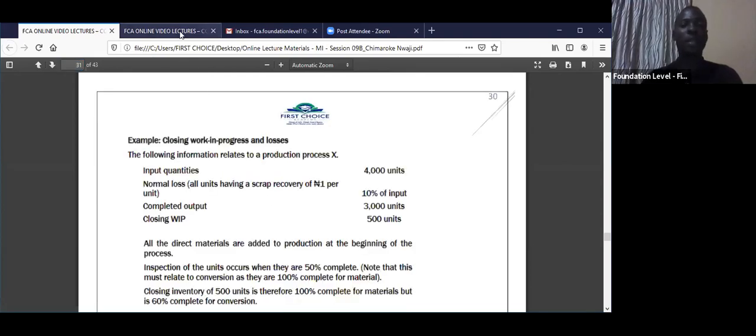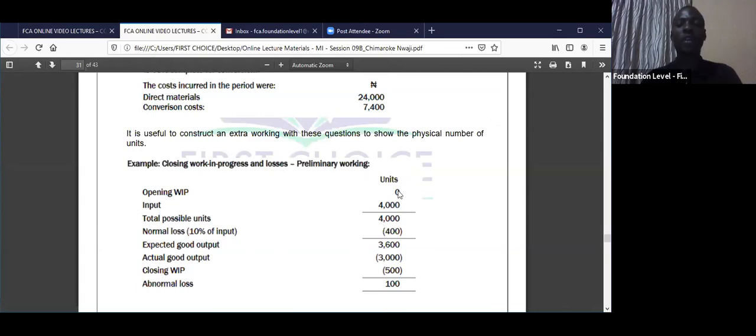Okay, that means opening plus input, 4,000, is the total number of units you expect. That is the highest number of units that is possible. And you said your normal loss is 10% of input, 400. So if you're expecting 400 to be lost, that means 4,000 minus 400. This 3,600 is your expected good output. So this is what you're expecting.